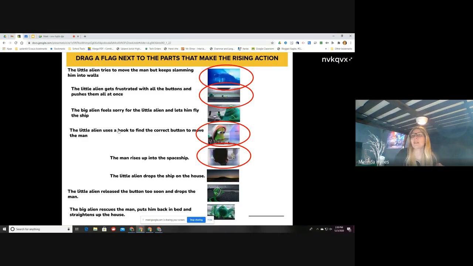The first one was the little alien tries to move the man, but keeps slamming him into the walls. The second one was the little alien gets frustrated with all the buttons and pushes them all at once. The third one was that the little alien uses the book to find the correct answer. And the last one, which is the one people tend to miss, is that he actually has the man in the spaceship momentarily until he messes up again, like we see him doing so often throughout this. And that's the last point of our rising action, which brings us to our climax.